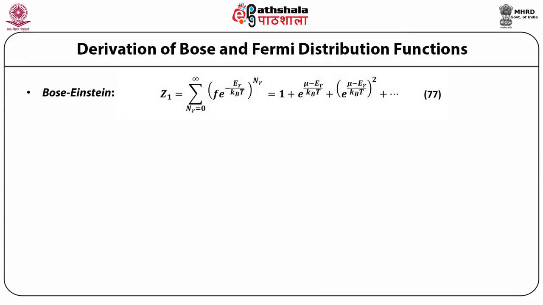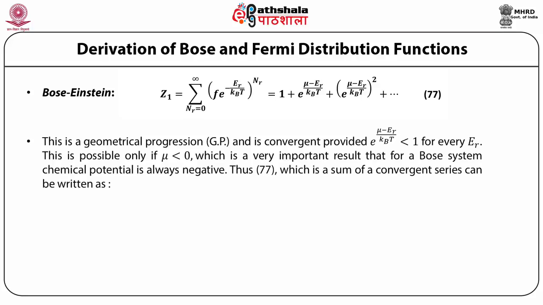Here, Z1 is equal to summation over nr is equal to 0 to infinity of f times e raised to power minus er upon kBT, raised to power nr, which on expansion gives us 1 plus e raised to power mu minus er by kBT plus e raised to power mu minus er upon kBT raised to power 2, plus so on. This is a geometrical progression and is convergent provided e raised to power mu minus er upon kBT is less than 1 for every er.